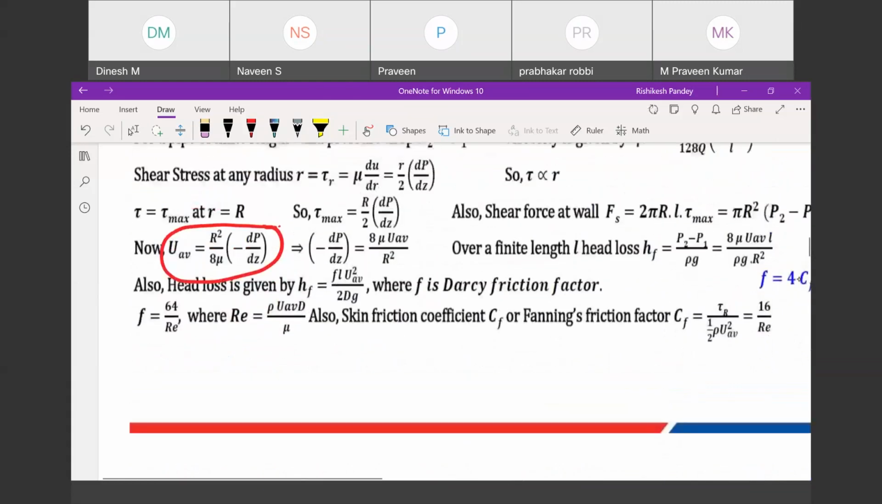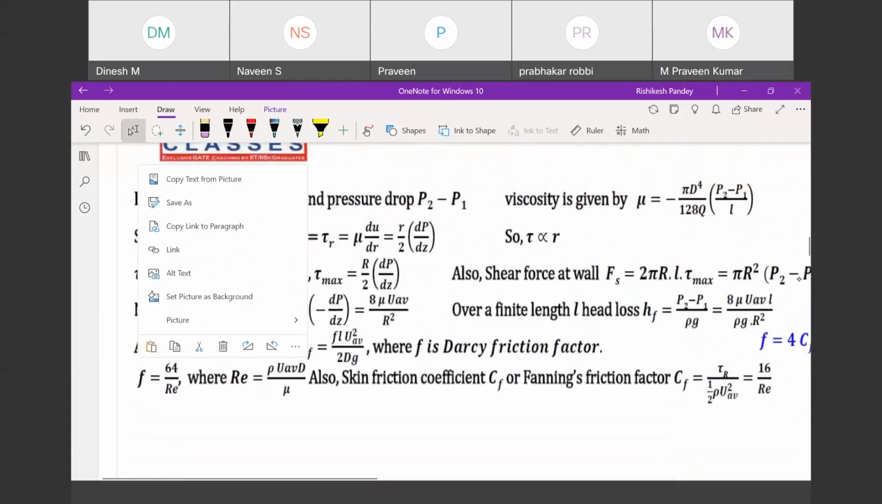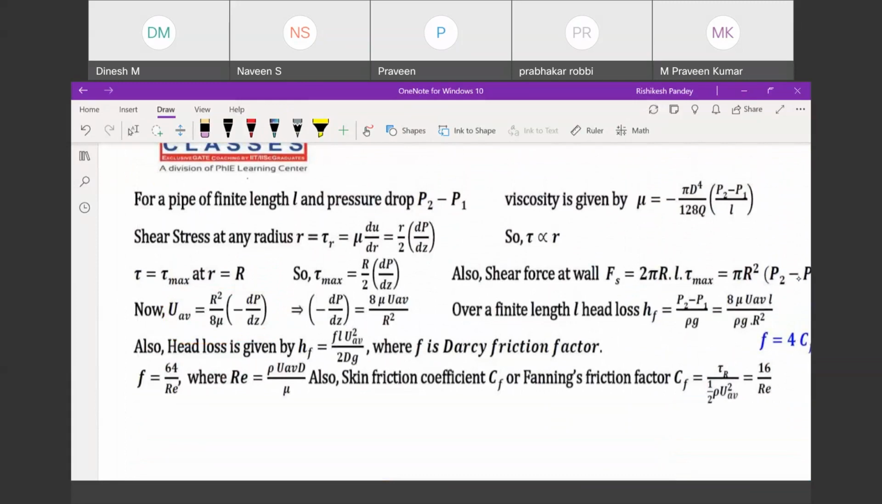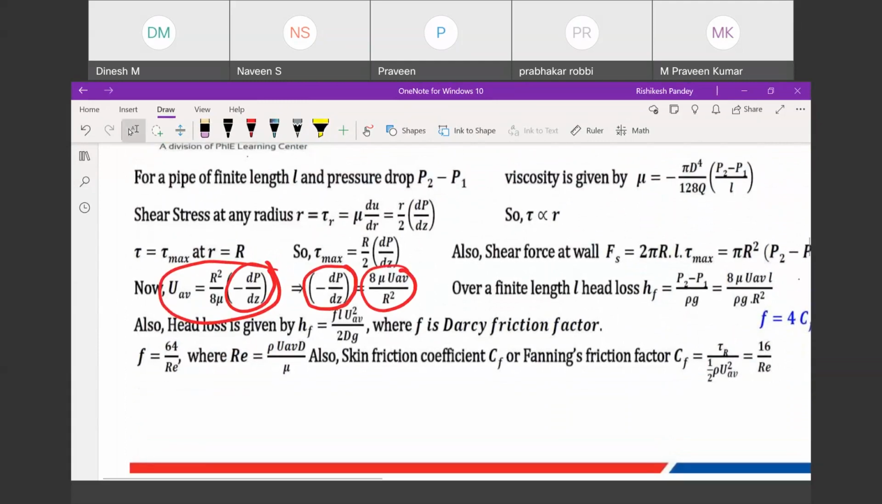Okay. That point also you can note. Okay. Now next is, this is our average velocity. Now we can rearrange and put dP by dz, the pressure gradient, on the left side and other terms on the right-hand side. Now we are focusing on fluid flow in a pipeline.